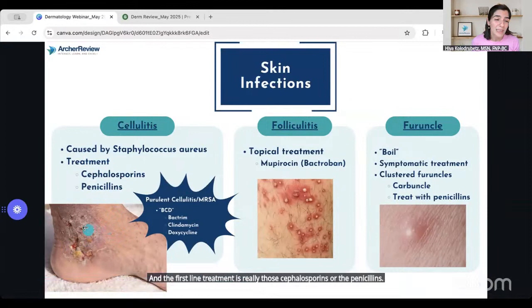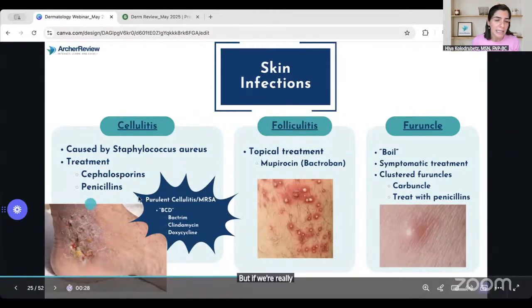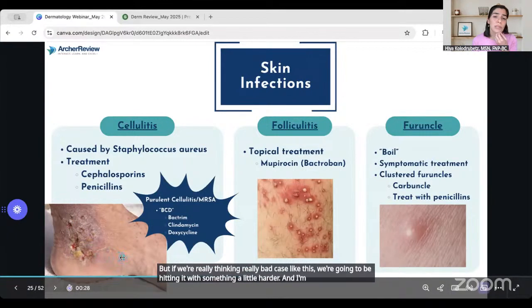But if we're really thinking a really bad case like this, we're going to be hitting it with something a little harder. And I'm definitely going to get my wound care specialist involved in this patient's care.